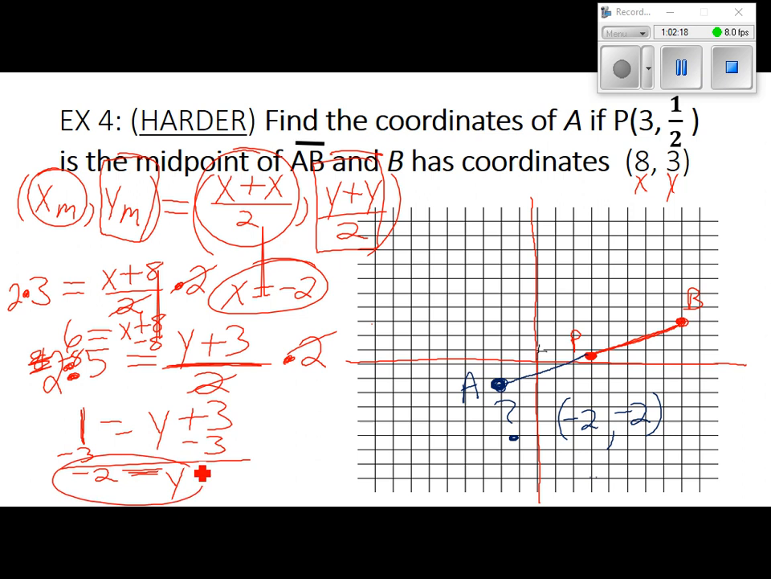So we got that, we got that. What's our point? Negative 2, negative 2. Is that our midpoint? No, that's our other coordinate. That's what we had to find. That's the other endpoint, the other starting or ending point. It's not too hard, right? You just got to be able to separate.